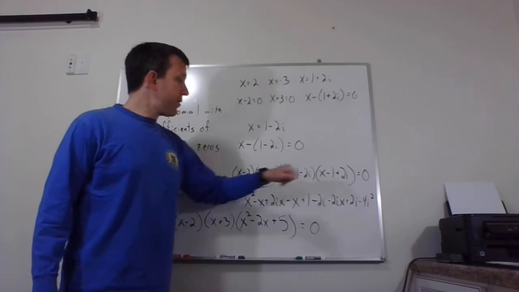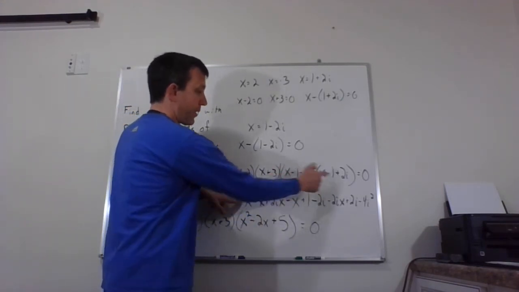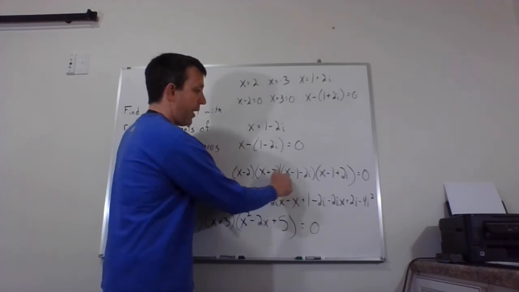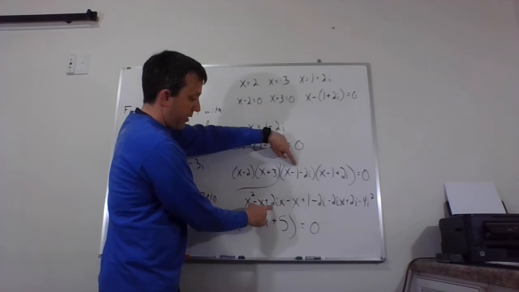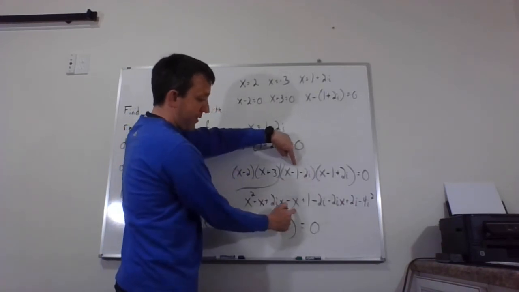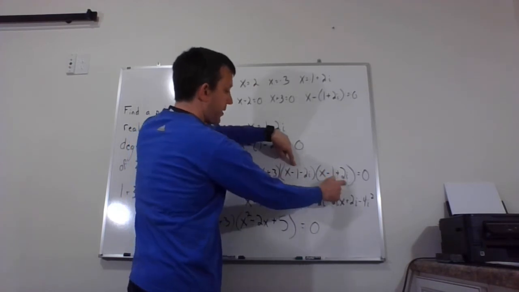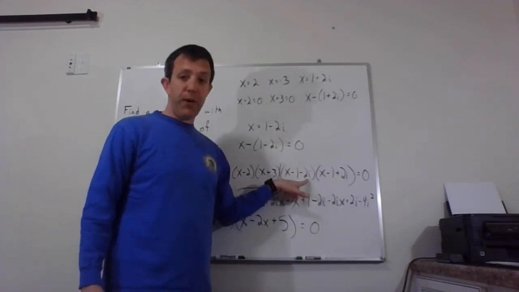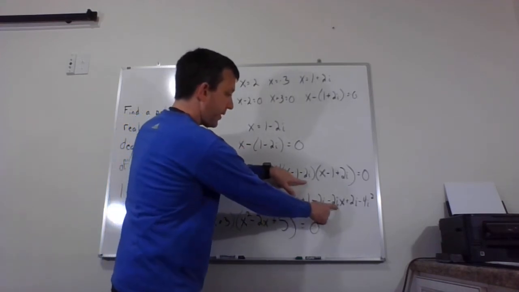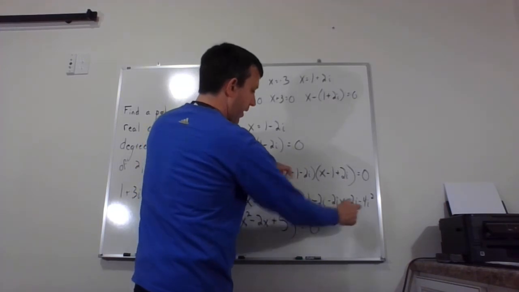So I multiplied these two things together. I'm really careful. X times x is x squared. X times minus 1 is a minus x. X times plus 2i is plus 2ix. Then I do the minus 1. Minus 1 times x is minus x. Minus 1 times minus 1 is plus 1. And minus 1 times 2i is a minus 2i. Finally, I take the negative 2i through. Negative 2ix, plus 2i, sorry, and minus 4i squared.